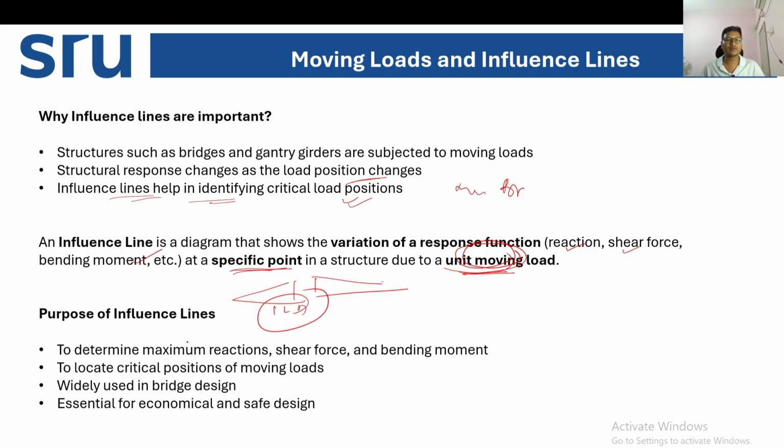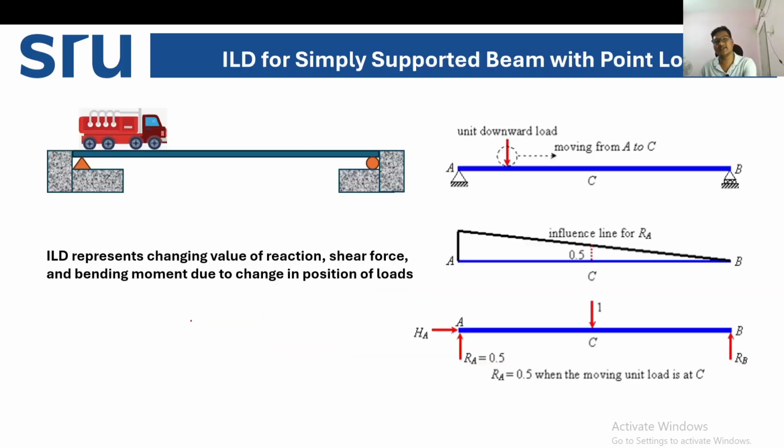So what is the purpose of the influence line? If I ask you to determine the maximum reactions, shear force and bending moment, we can locate the critical positions of moving loads. And where is it used? It is widely used in bridge design. Why is it important again? It is essential for economical and safe design. While designing a bridge, if you consider the moving loads, it will help us achieve an economical and safe design, right?